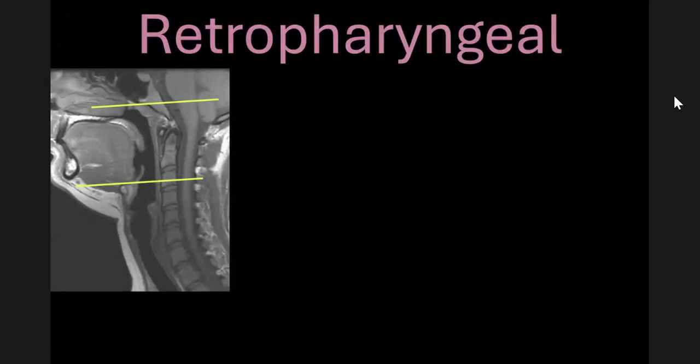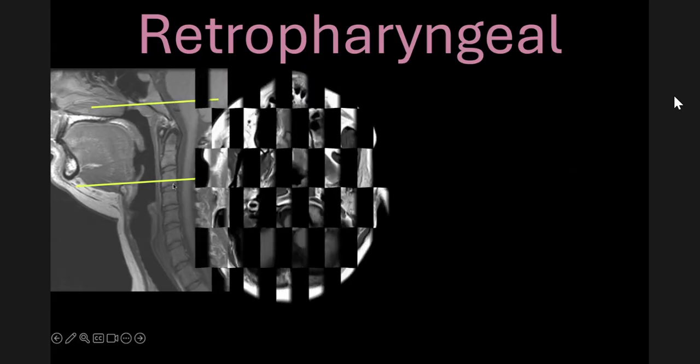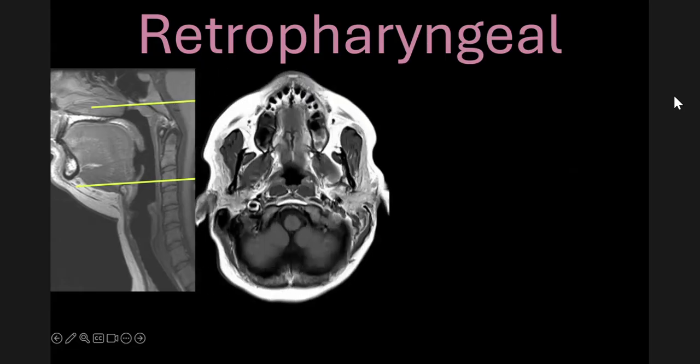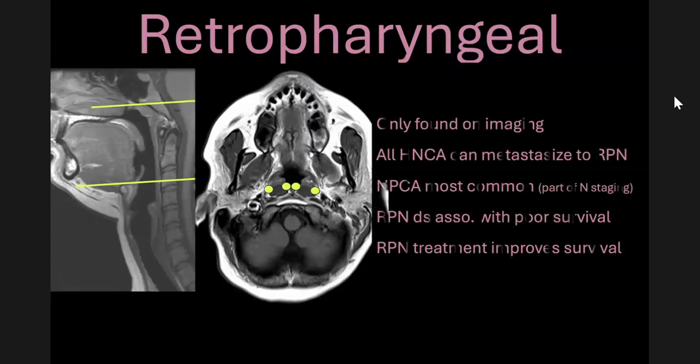Retropharyngeal lymph nodes extend from the skull base to the hyoid bone. They are in the retropharyngeal space. There are medial and lateral groups. Medial groups are not normally seen in adults. You can see them in children, but lateral lymph nodes can be seen. Large lymph nodes can be seen in different pathologies, most importantly oropharyngeal and nasopharyngeal cancers, and they can also be enlarged in infectious or inflammatory disorders. And these retropharyngeal lymph nodes are actually very important.